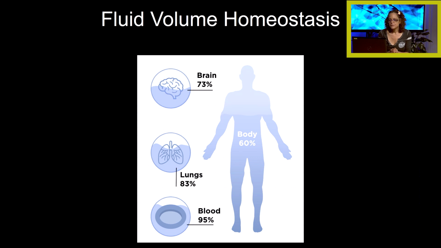We look at fluid volume homeostasis. We can see here in this example that the blood is about 95% fluid. The lungs are made up of about 83% fluid, and the brain, 73%. So we have a lot of fluid volume in the different organs and components of our body.